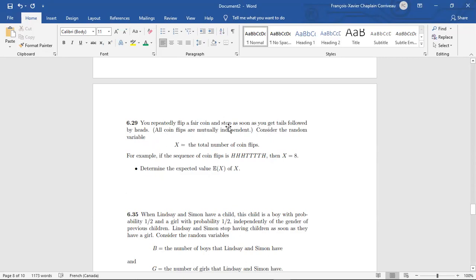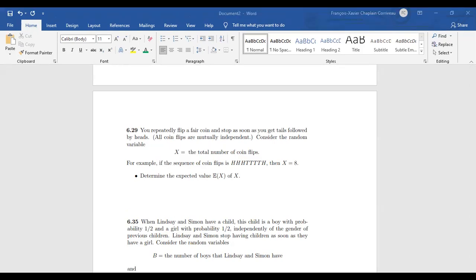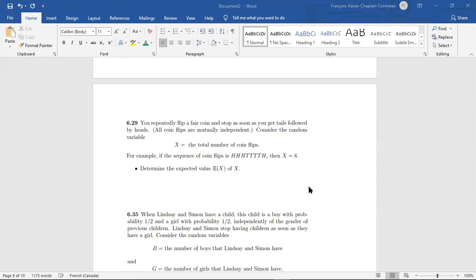So now there are several ways to argue this. What does this look like? This looks like a geometric, right? But we have to be careful. Can we succeed on the first toss? No. So it's not exactly like a geometric.